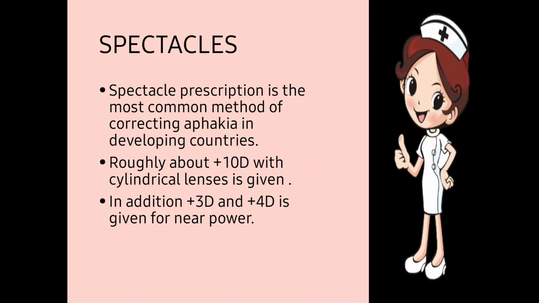First one is the spectacle. Spectacle prescription is the most common method of correcting aphakia in the developing countries. Roughly about plus 10 diopter with cylindrical lenses is given to the patient. The plus 10 power is for distance only, so the person can see the distance easily. In addition, when the person is supposed to see near, plus 3 to plus 4 diopters should be added in the spectacles. So this is the commonest method.